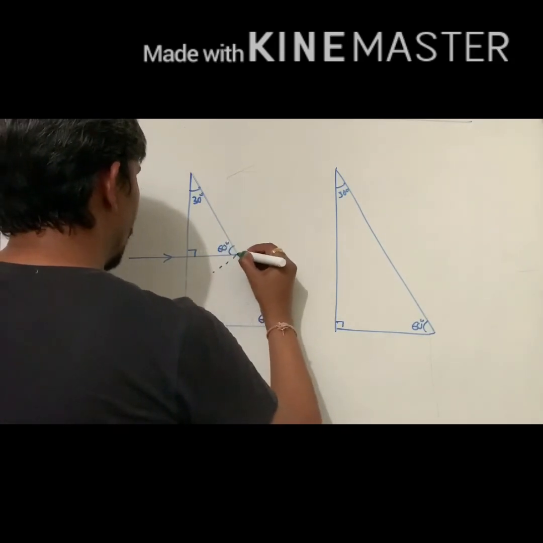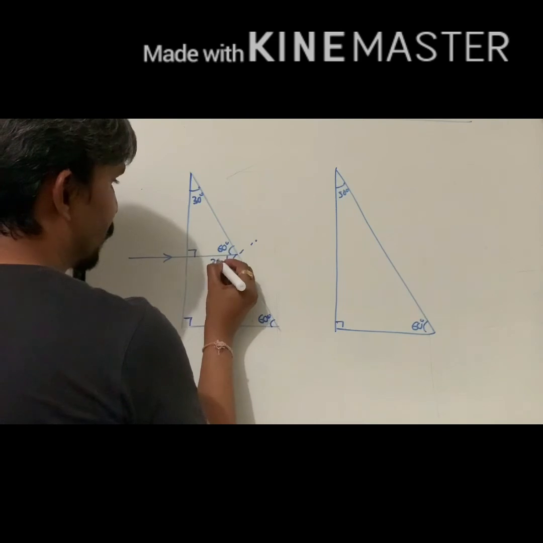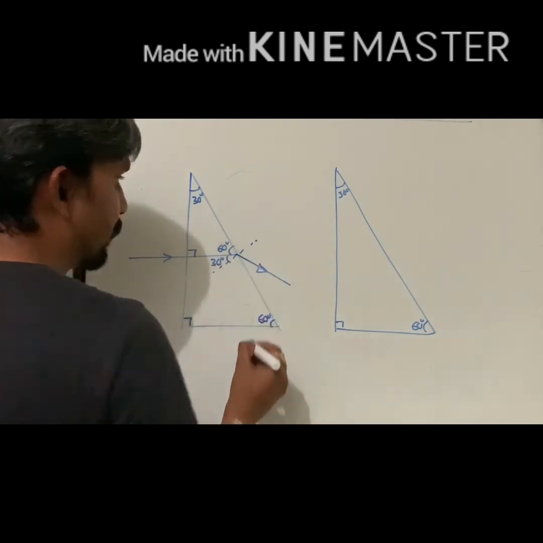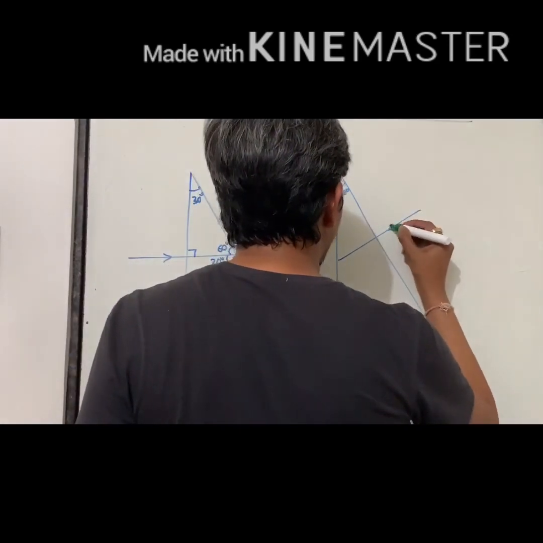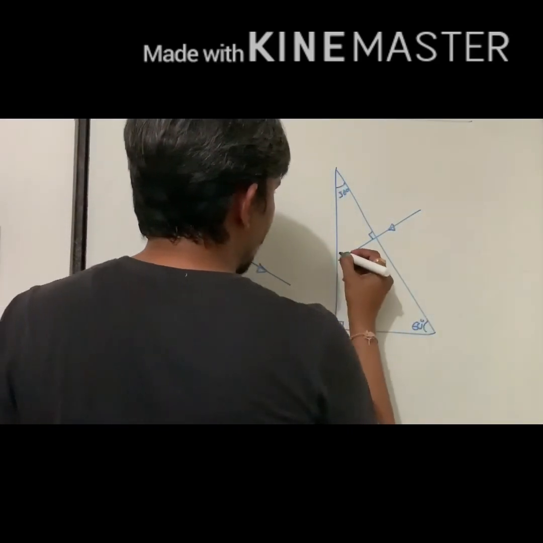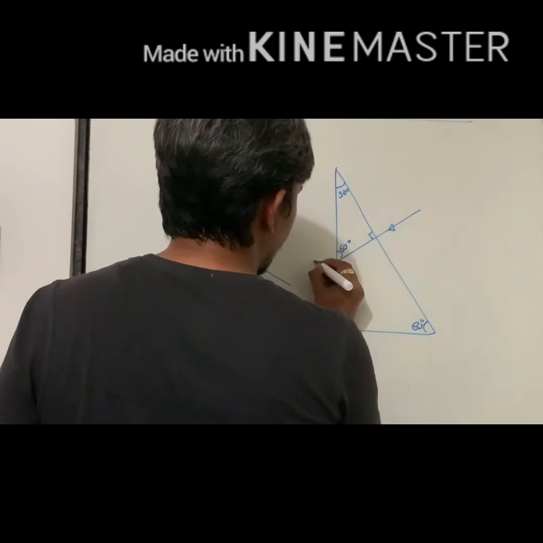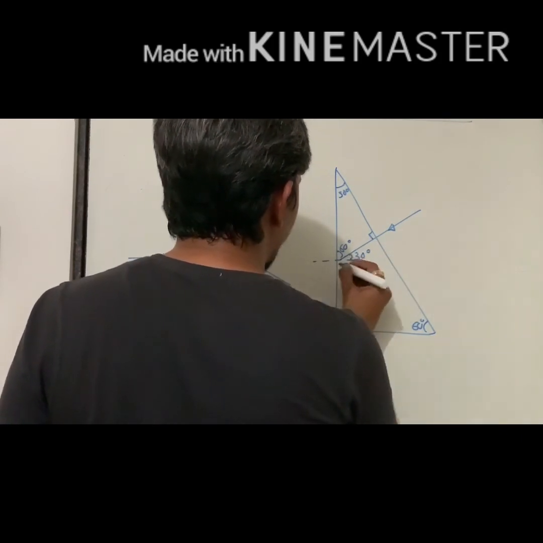I will draw the normal over here. This will be 30 degree, less than critical. It will reflect like this. Now here, this is my incident ray. It will be incident like this. This is normal incidence. This is 60 degree. This is the normal. This is 30 degree, less than critical.